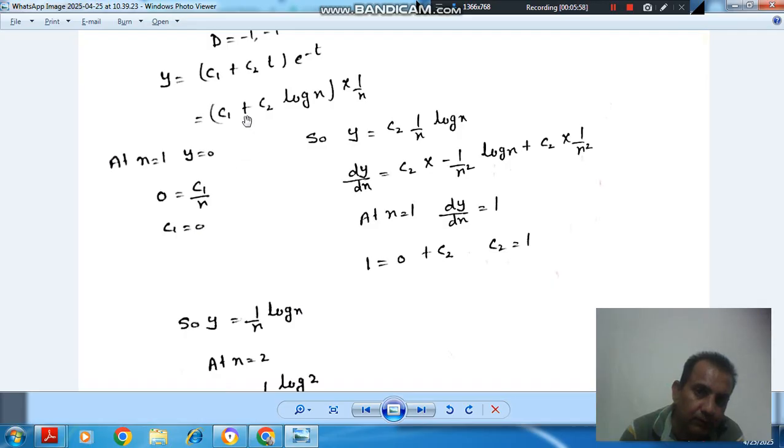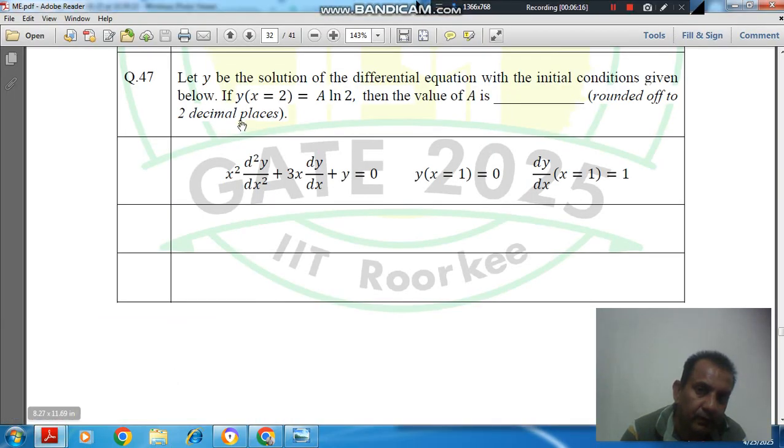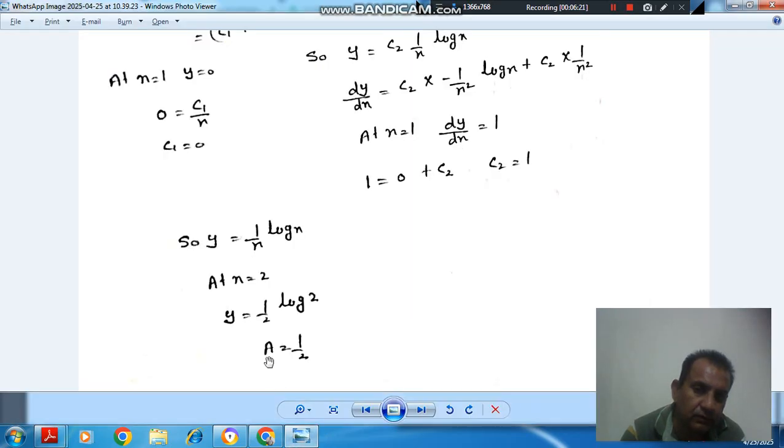So now we put the constants c1 and c2. Then c1 is 0, c2 is 1, so the equation will become 1 by x log x. Now at x is equal to 2, y will be 1 by 2 log 2. If we compare it with the given solution, that is a ln 2, then a will be 1 by 2. So the answer is 1 by 2.